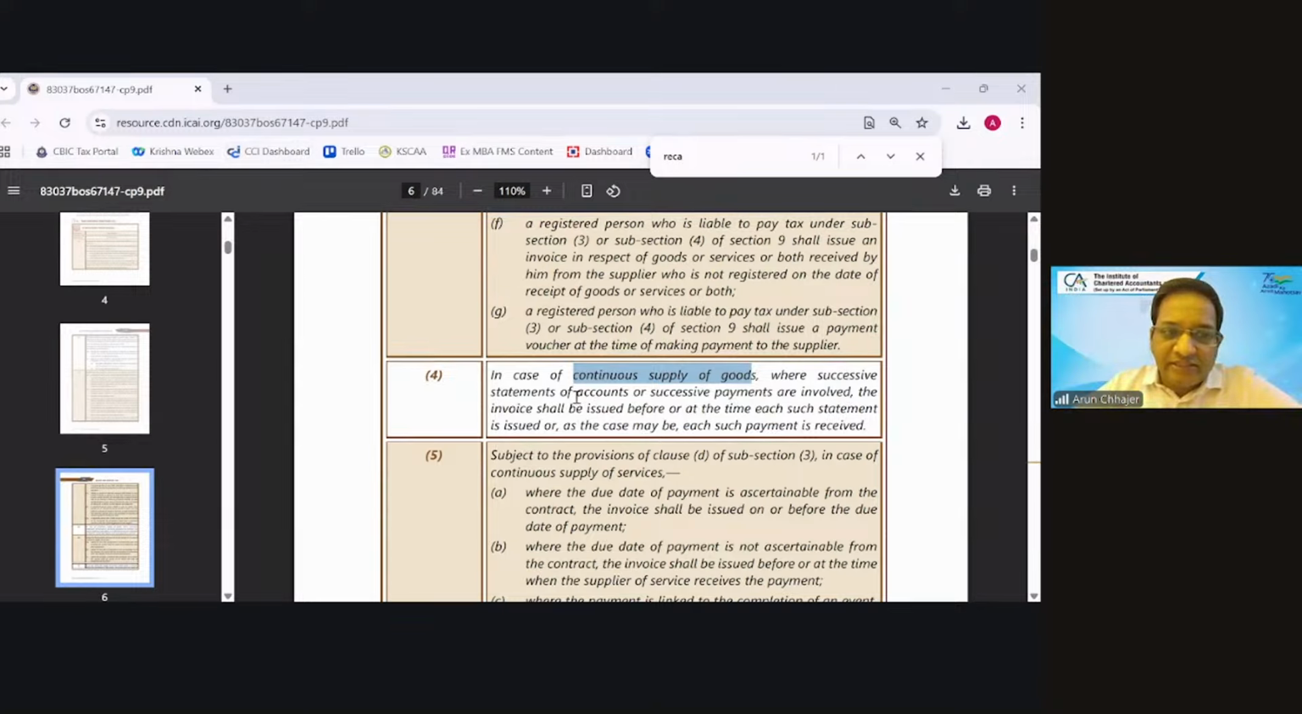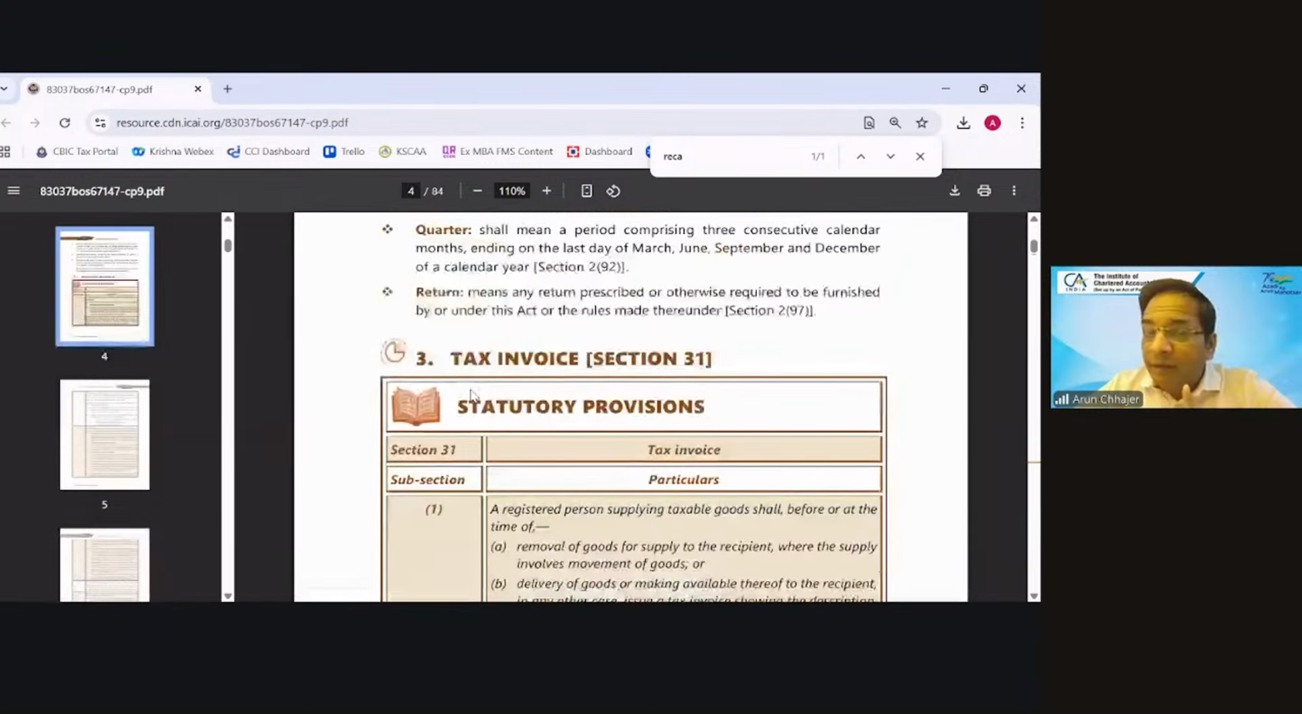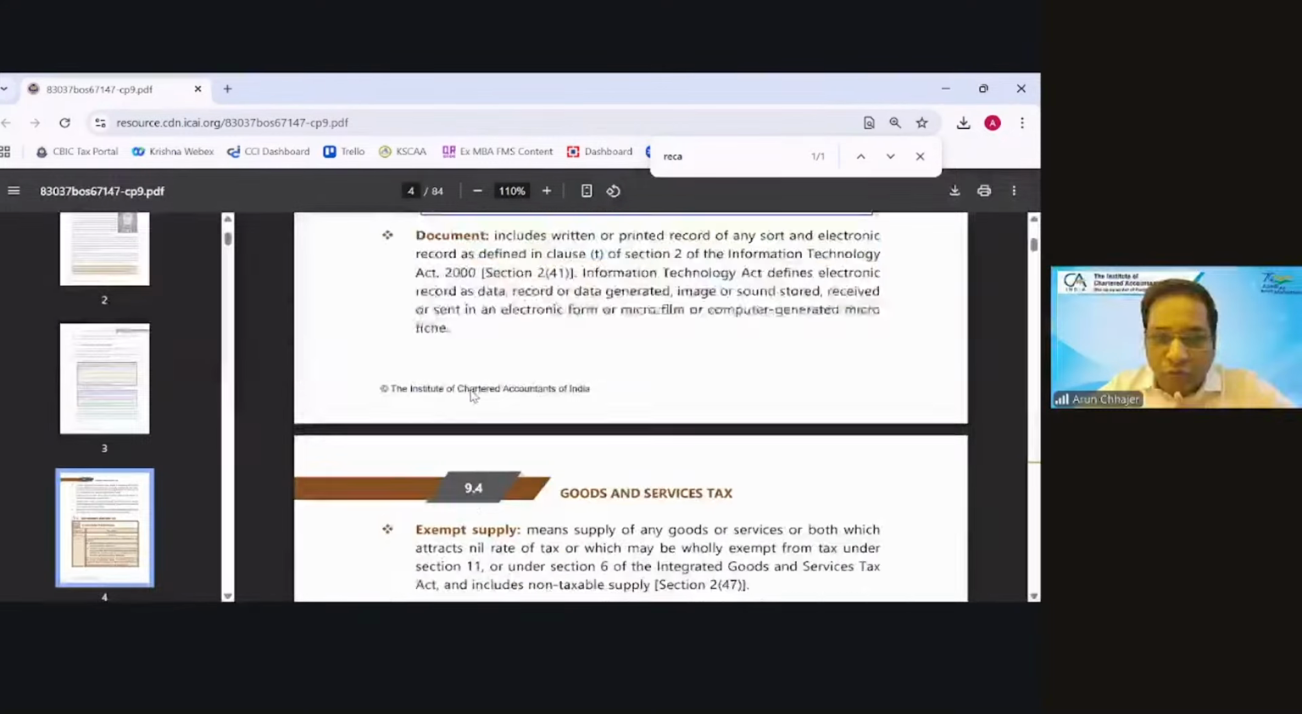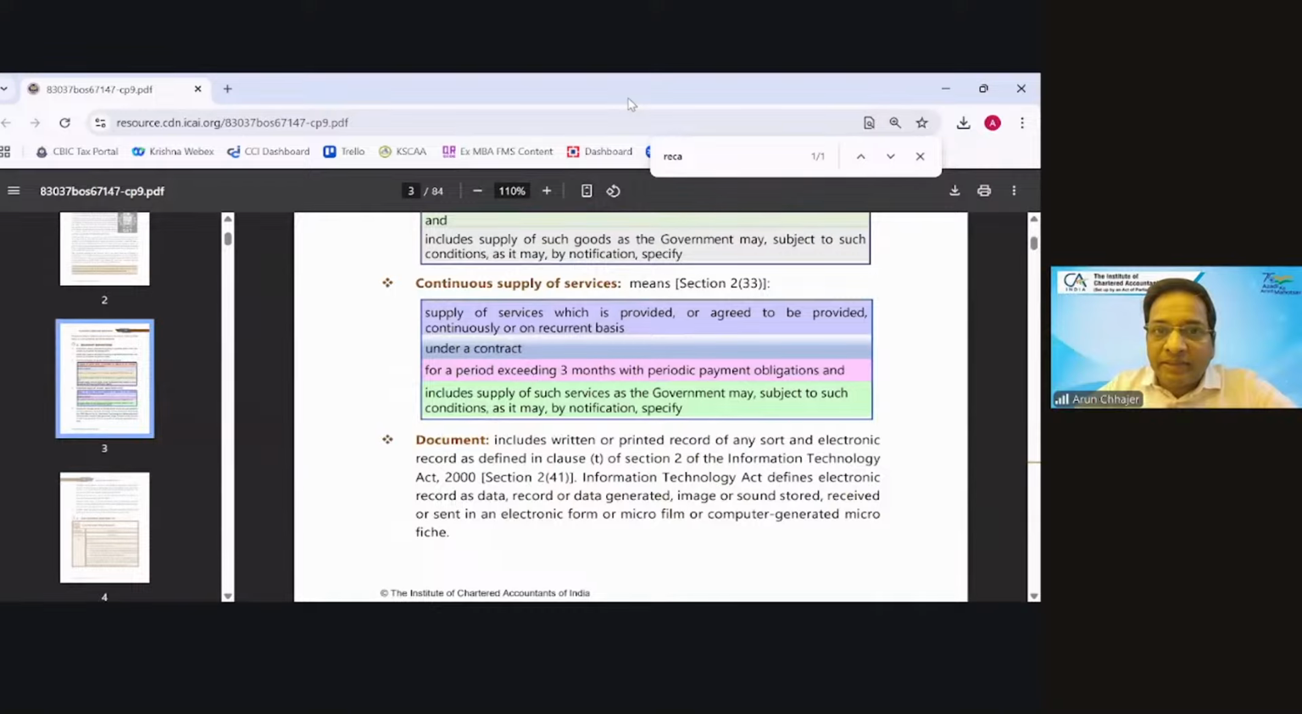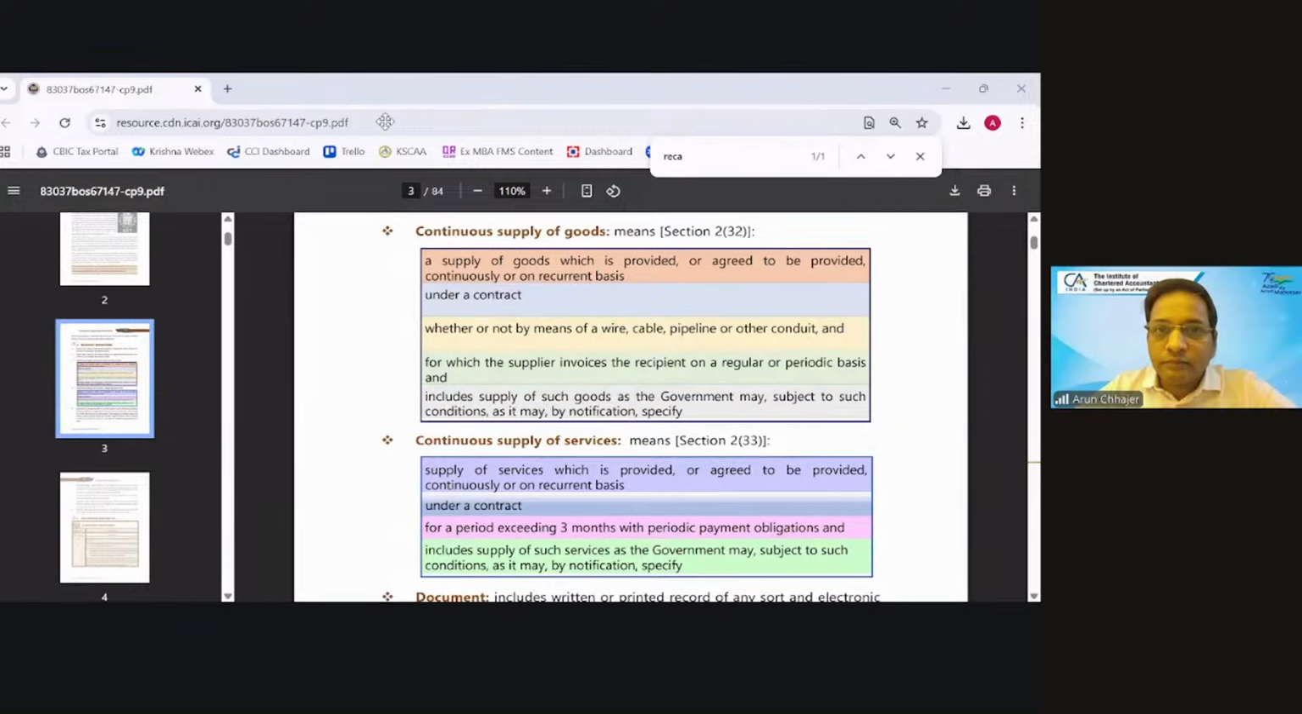Right answer, Yogesh and Jeet. In case of the continuous supply of the goods, there is no continuity required. But in case of the continuous supply of the service, it should be continued for more than 3 months. Plus, there is one more condition. Always remember this condition. For both, it is same.